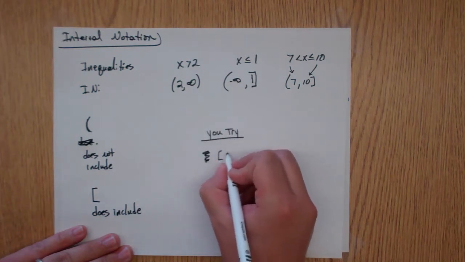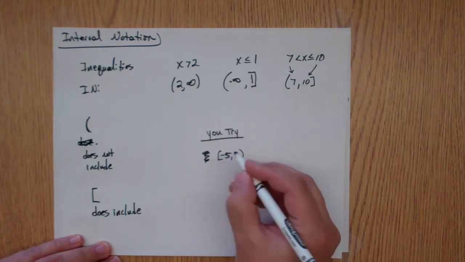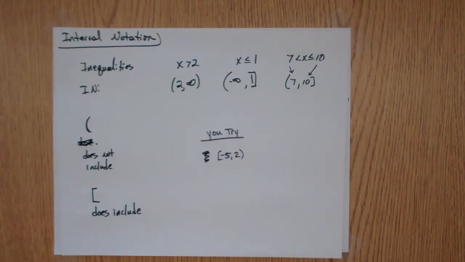Take this, negative 5, comma 2. Take this and write it as an inequality. Pause the video and do it.